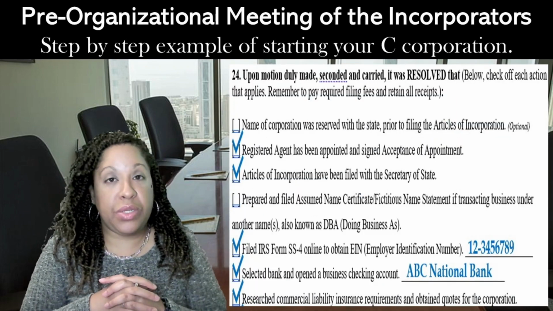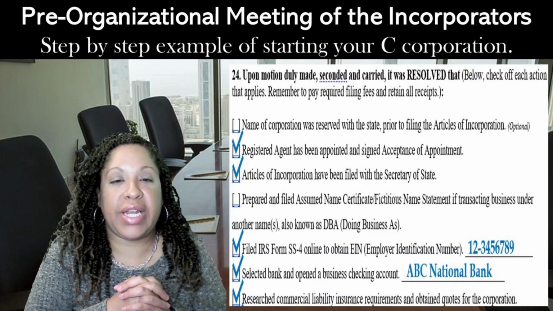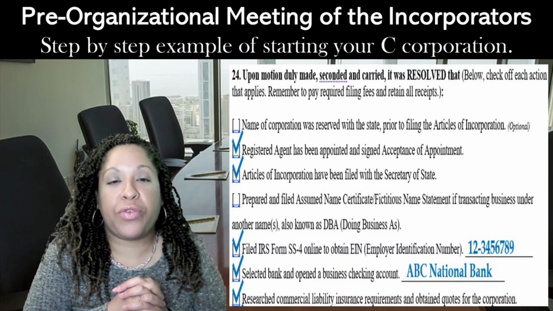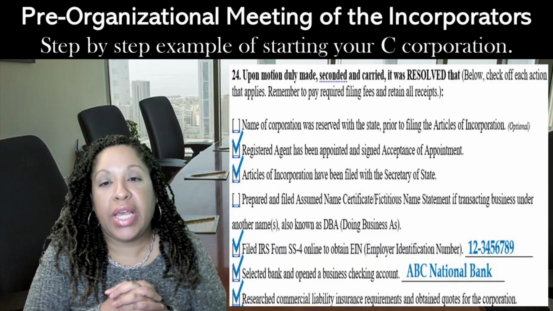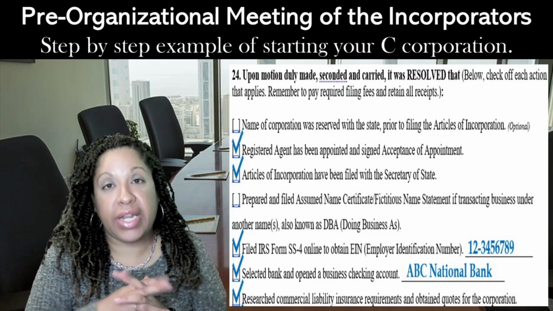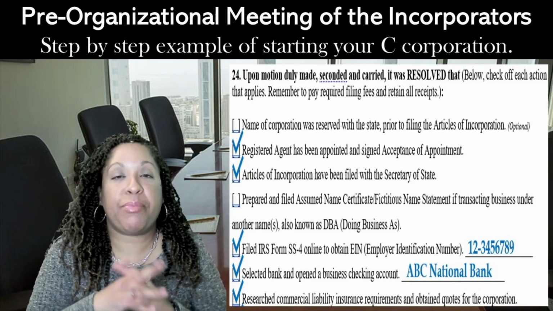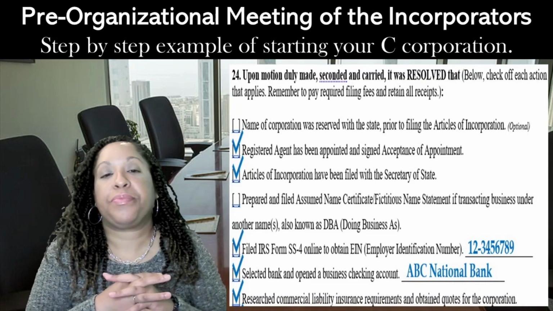All right, 21. We're going to try to go through these pretty quickly now. These are just kind of checks towards the end. 24. Upon motion duly made, seconded, and carried, it was resolved that, and that just basically means that the rest of the following decisions have been agreed upon and will be carried out. That's basically what it's saying.